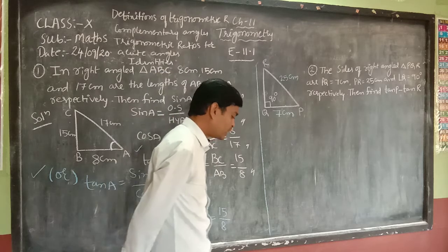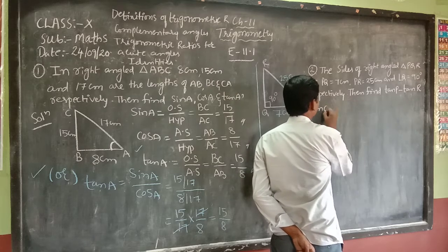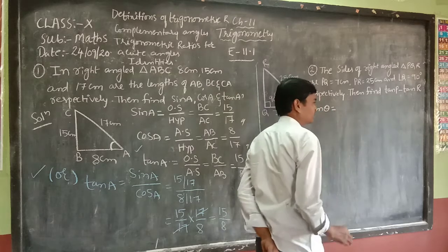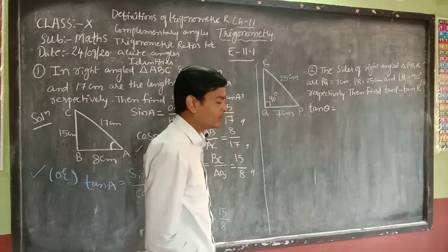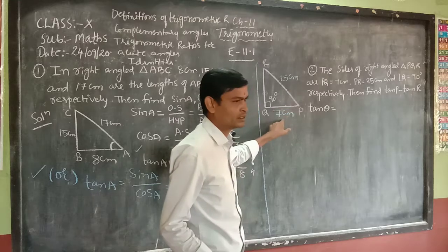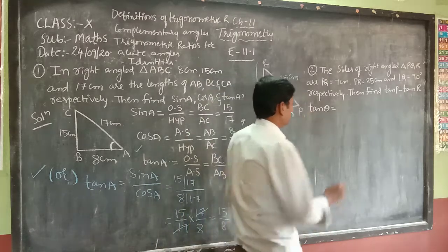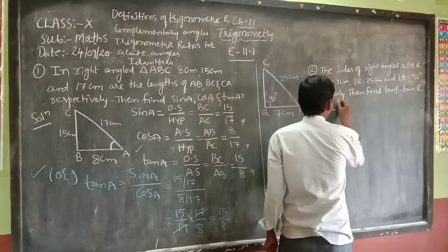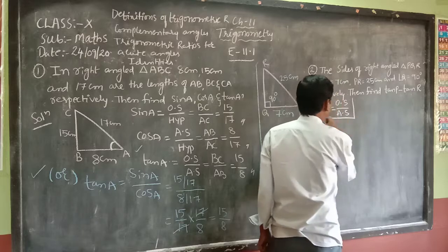So, what is the formula for tan theta? Okay, sir, not sine by cos. Sine by cos is also correct. But here he has given the lengths of the sides. Based upon that only we have to calculate. The definition of tan theta is opposite side by adjacent side.